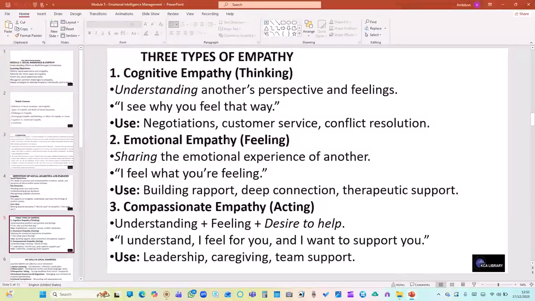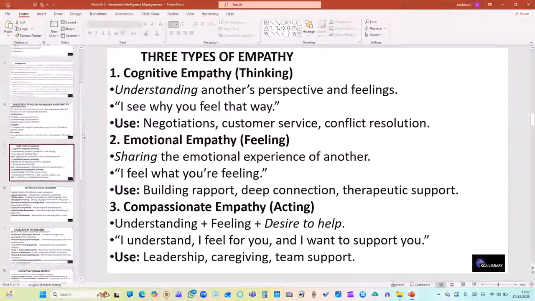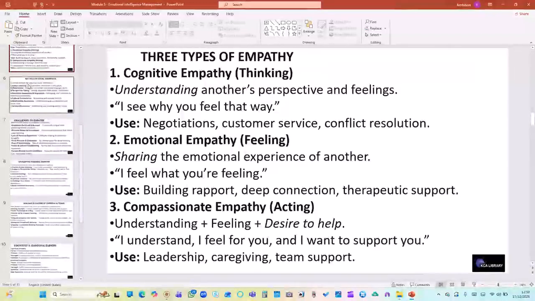Now we have number three, compassionate empathy, that is acting, understanding, feeling plus desire to help. This involves the desire to help in compassionate empathy. "I understand, I feel for you, and I want to support you." This is compassionate empathy. Now, the uses there are leadership, caregiving, and team support. So these are the main types of empathy we have in emotional intelligence management.